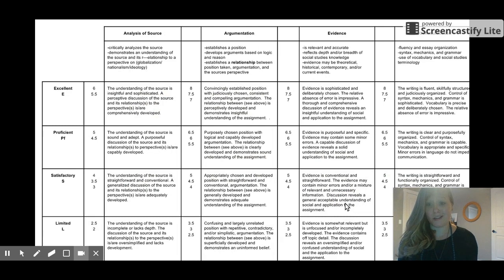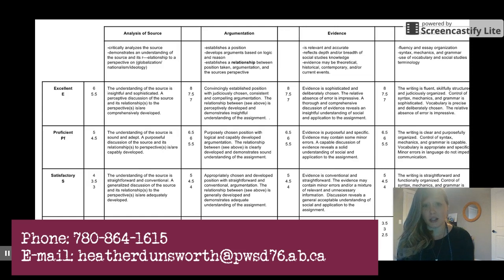Okay, so here is your rubric. You can find it on the course homepage. Make sure you familiarize yourself with it. If you have any questions about how to write a position paper, please contact me.